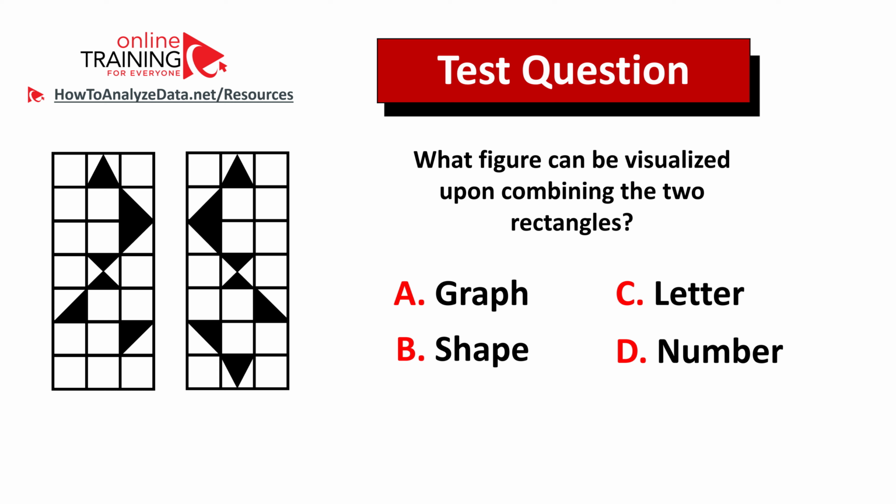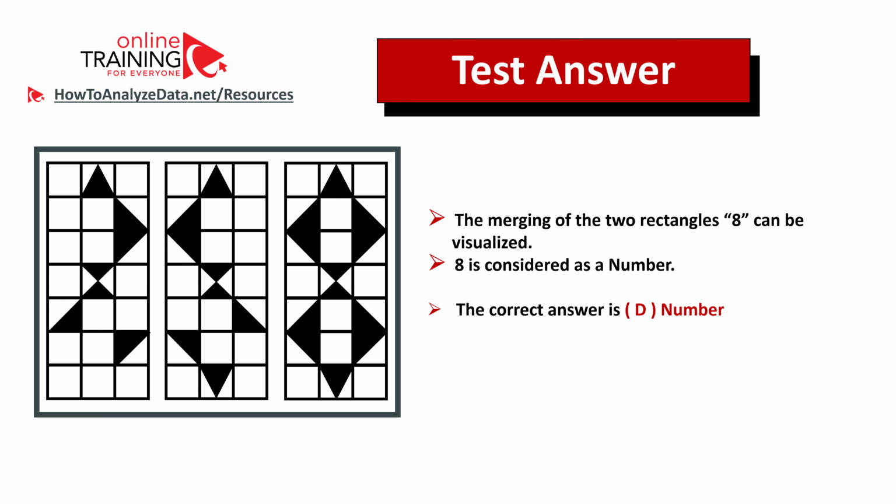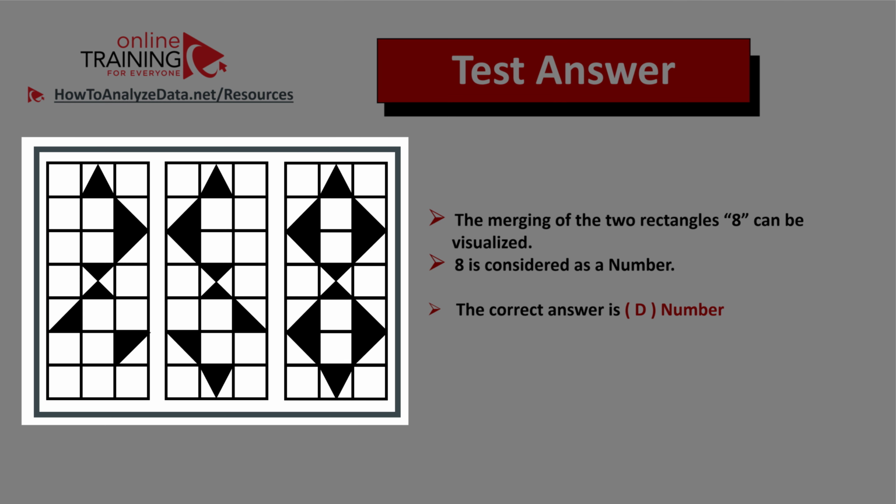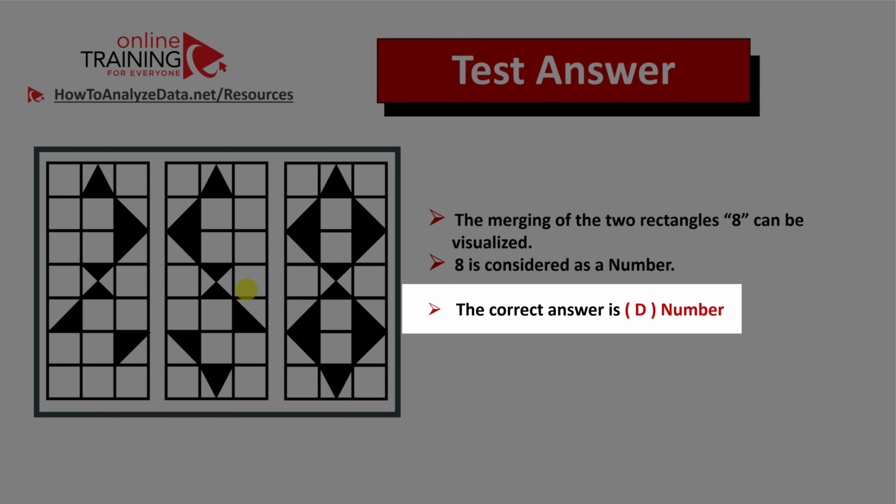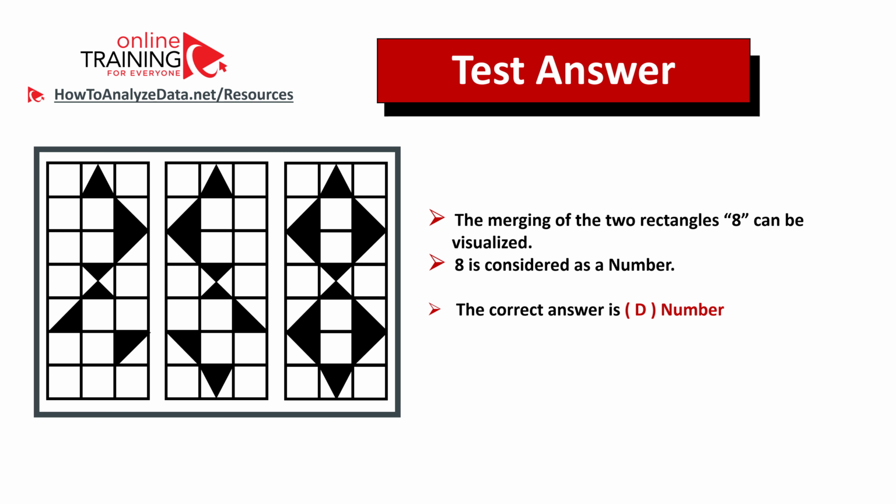Did you figure out the solution? Let's continue to see how we can get to the correct answer together. Let me explain to you how you can come up with the solution on your own. Upon merging of two rectangles, you can see that 8 can be visualized, and 8 is the number. So the correct answer is choice D, number. Hopefully you've nailed this question and now know how to answer similar problems on the test.